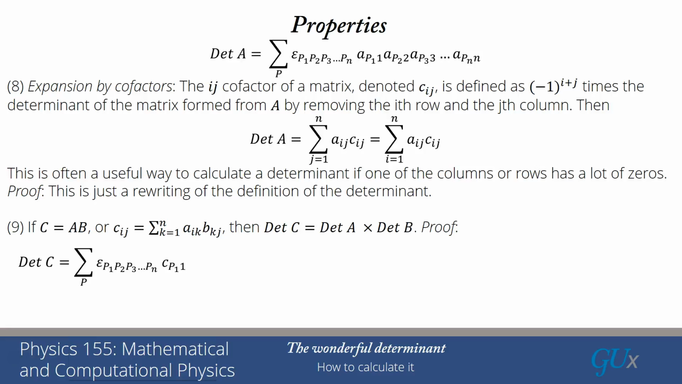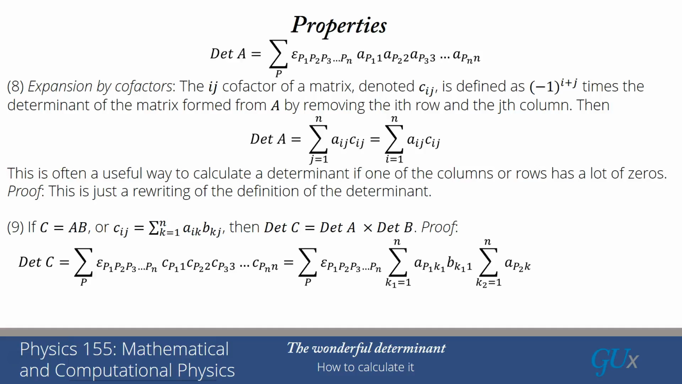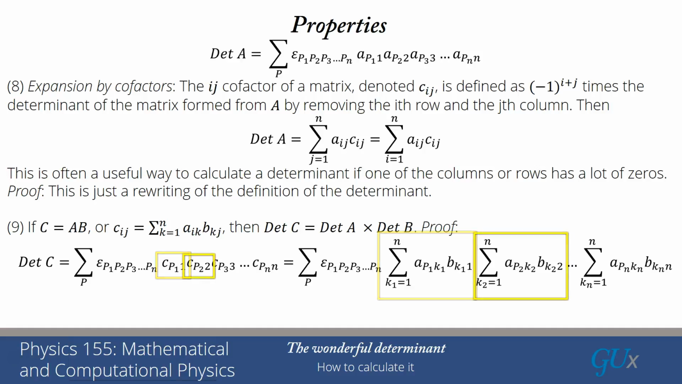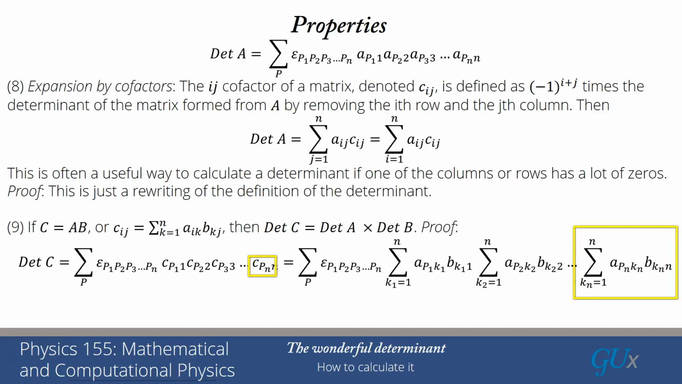So the determinant of C is just this completely antisymmetric tensor, epsilon p1 to pn, and C p1 1, C p2 2, all the way out to C pn n. And now we're going to substitute in what each of those C elements are in terms of the sums of A p1 k1, B k1 1, and so forth. And at this point, we're just plugging in the definitions of everything. We haven't done anything fancy whatsoever here.